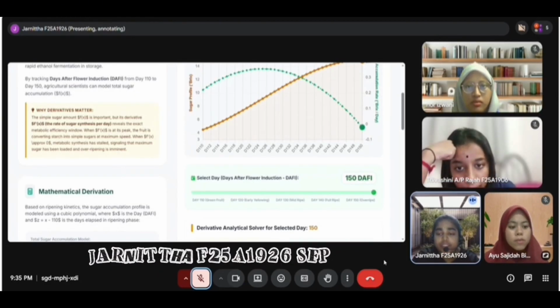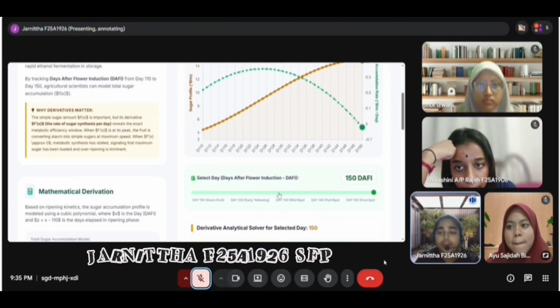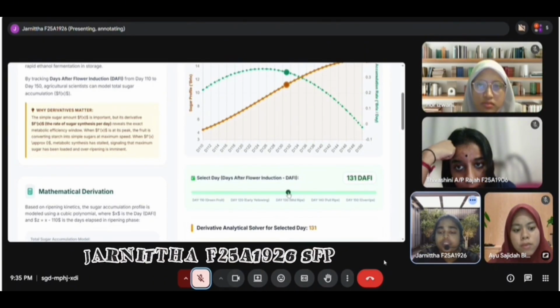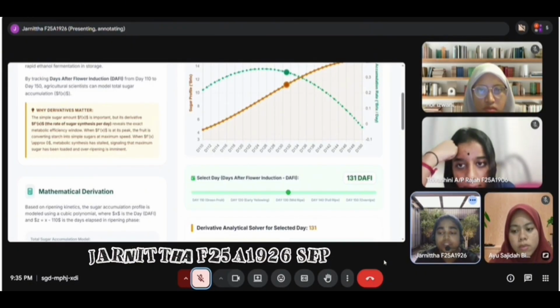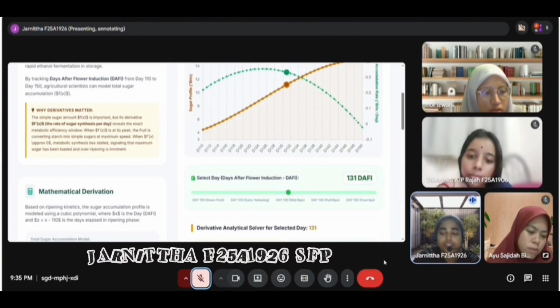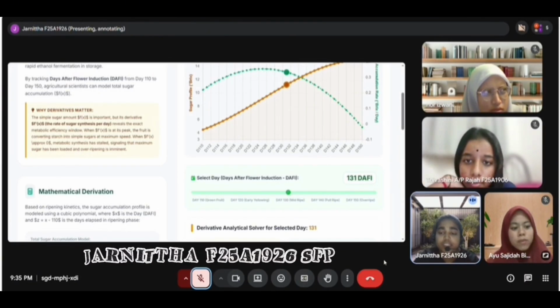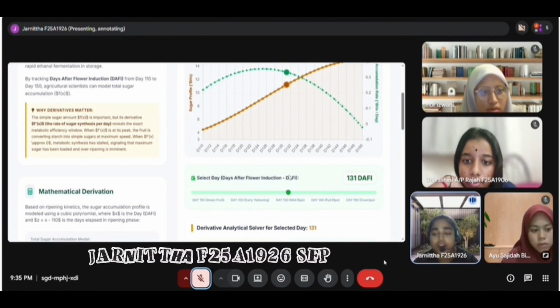For example, at the selected point, day 134, the sugar content is approximately 12 degrees Brix, and the derivative is still positive but decreasing. This indicates that the pineapple is already sweet enough and approaching the optimal harvest stage.